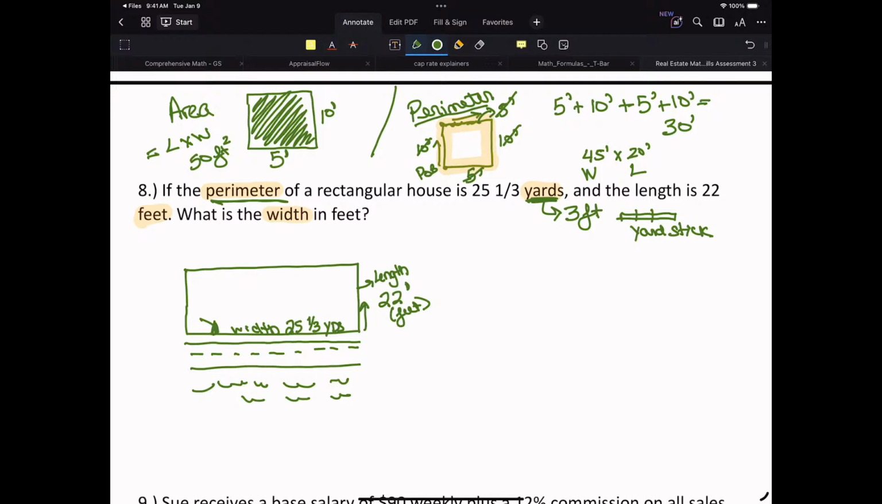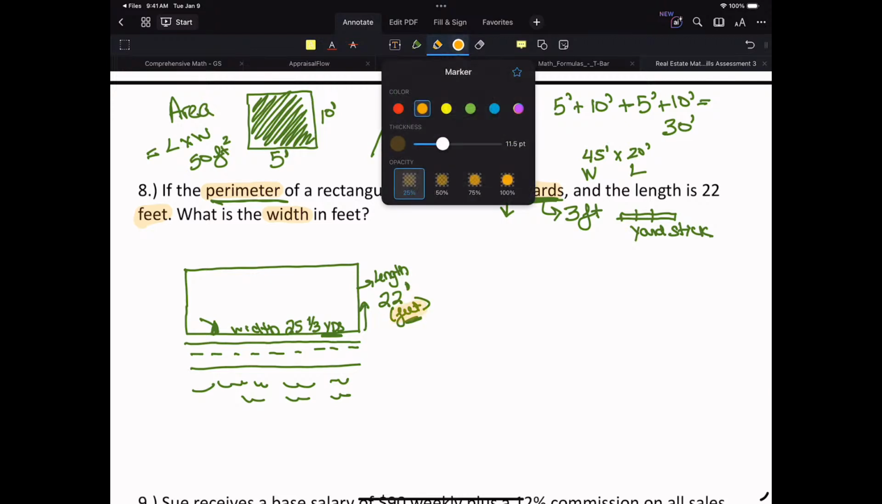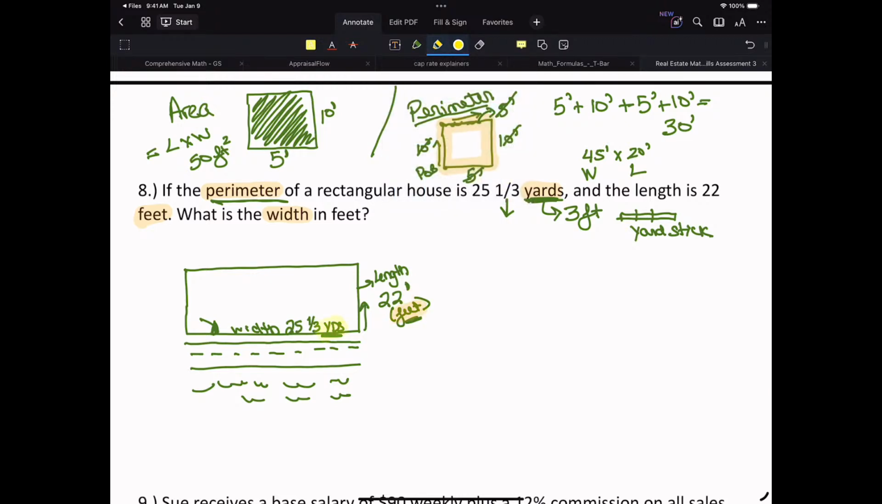But let's look at it this way. First, let's take this 1/3 and make it into a decimal. Because right now, guys, this is in yards. This is in feet. It's like apples and oranges. Either we need to do the problem in feet or we need to do the problem in yards. I personally like feet, so I'm going to turn my yards into feet.